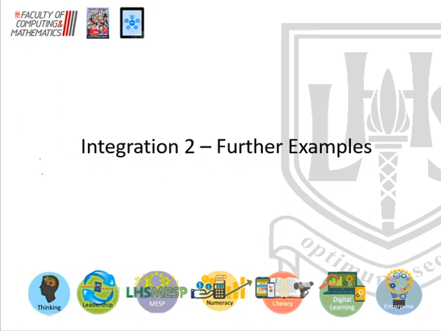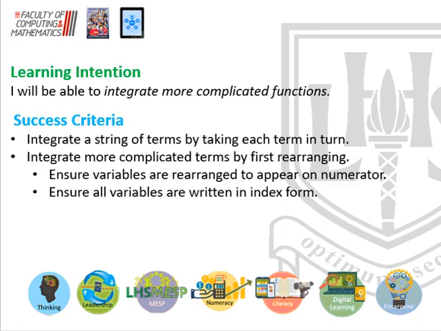Hi, welcome to the second video in the integration topic at Higher, looking at just some further examples of how to integrate. A couple of things we need to look at today: being able to integrate a string of terms by taking each term in turn, and being able to integrate more complicated terms by first rearranging, so making sure all our variables are rearranged to appear in the numerator, and making sure all our variables are written in an index form. Now, I'm hoping you notice here by looking at the success criteria, this is very similar to differentiation.